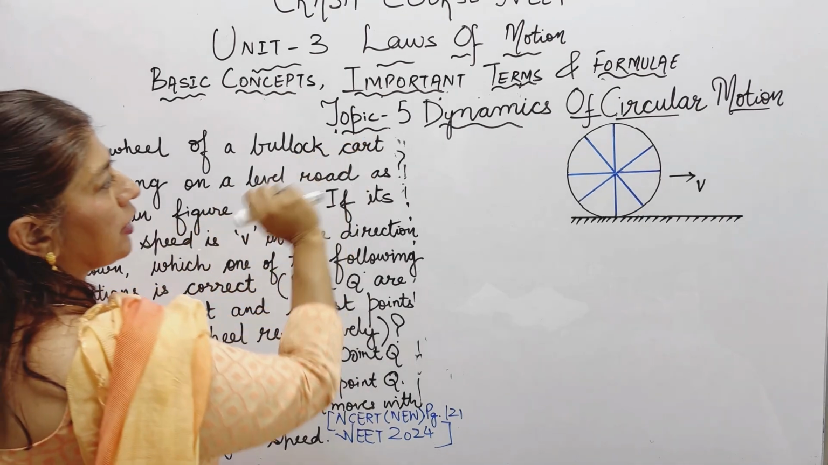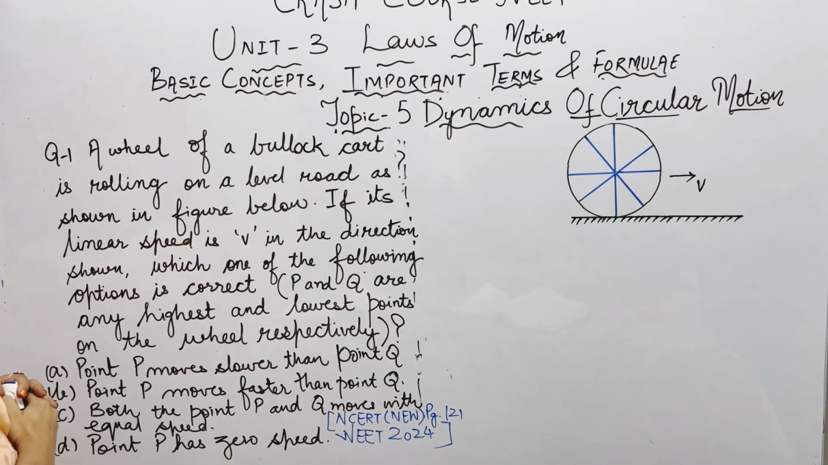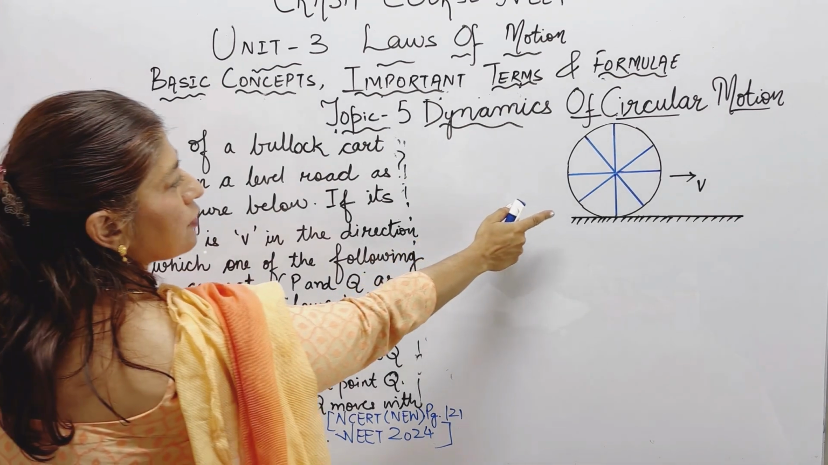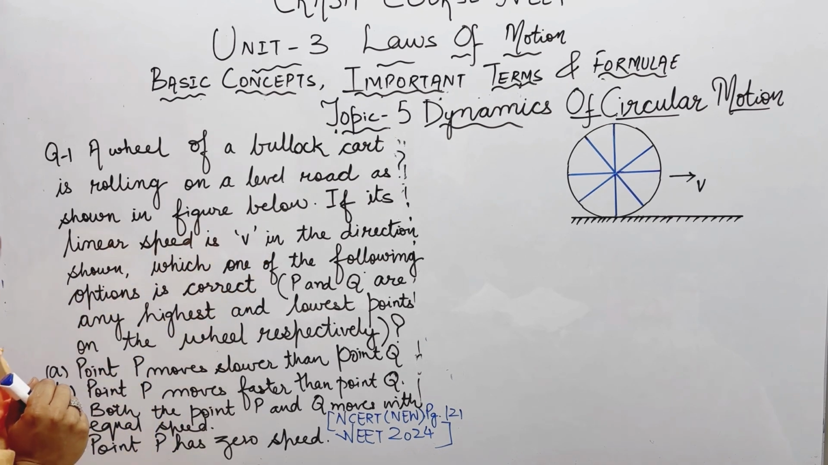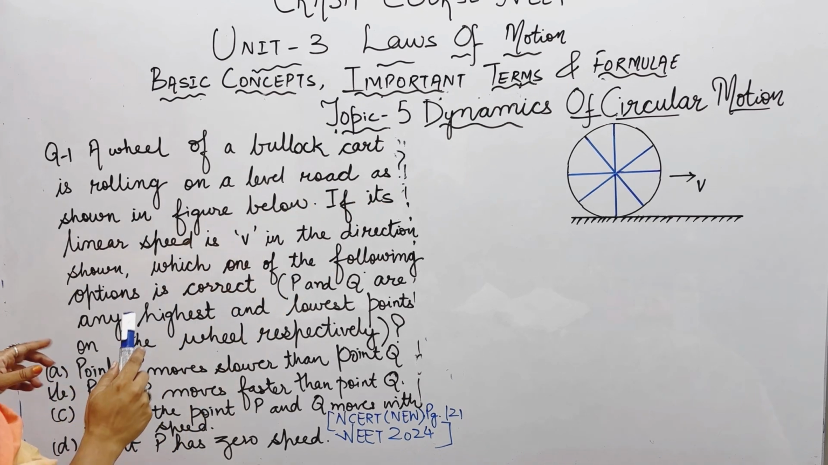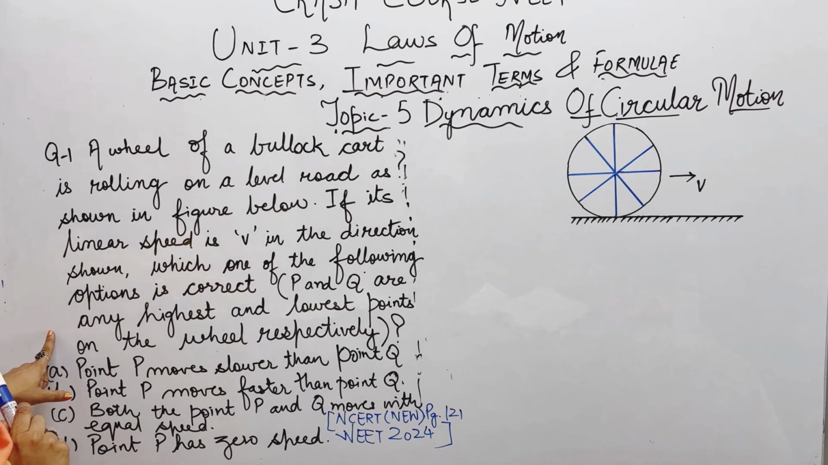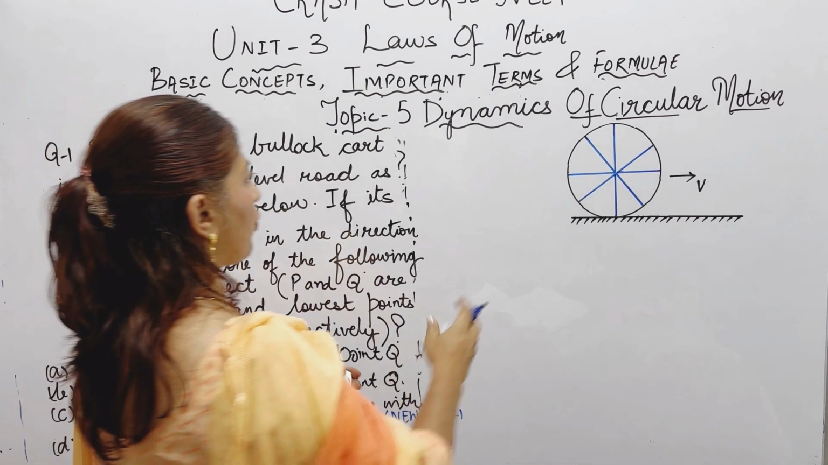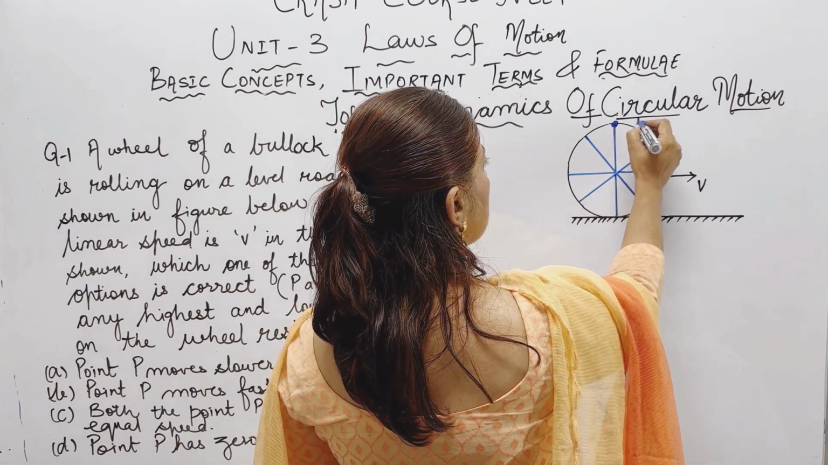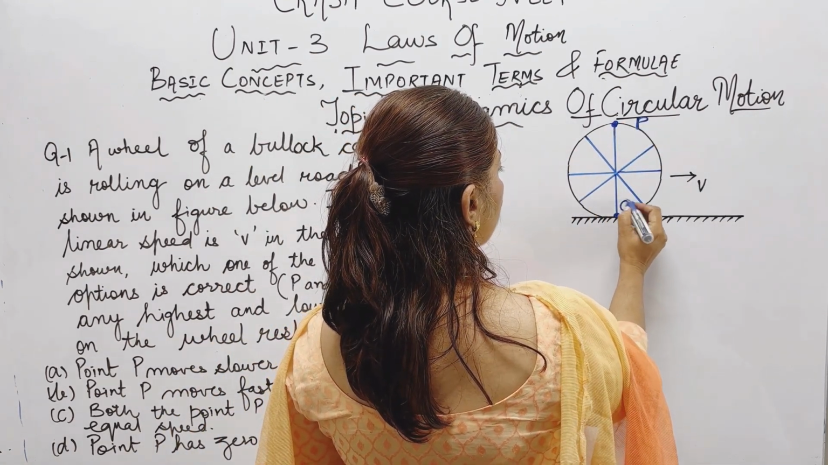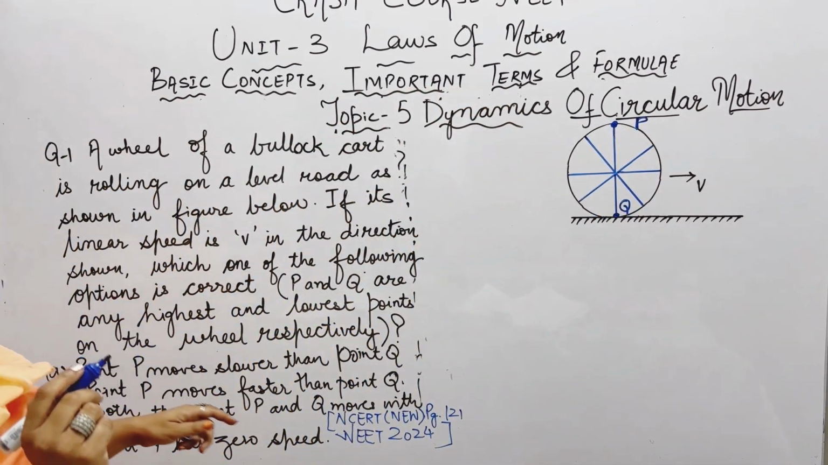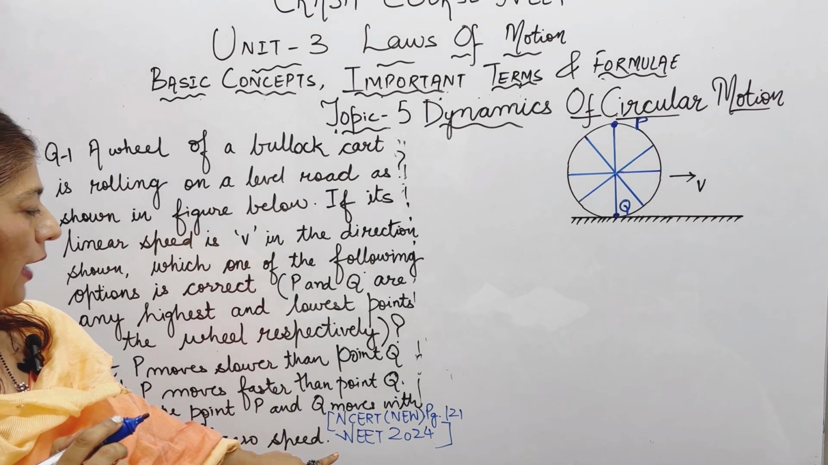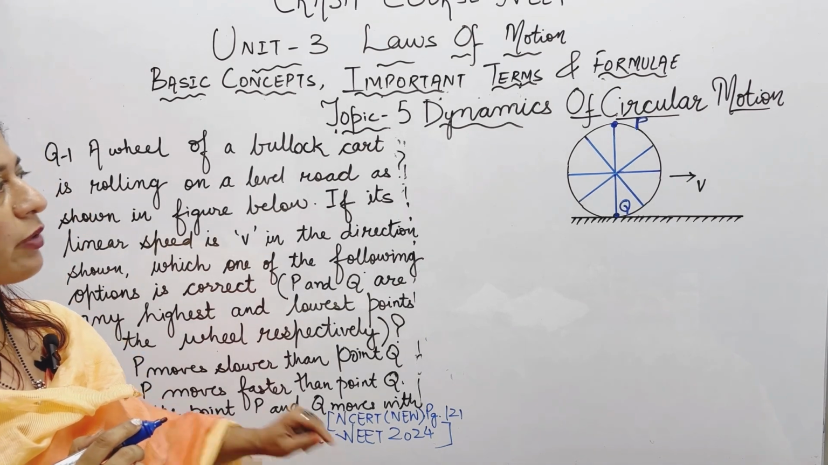Now we are taking the topic of dynamics of circular motion. In that, the first question is: a wheel of a bullock cart is rolling on a level road as shown in the figure below. If its linear speed is v in the direction shown, which one of the following options is correct? P and Q are the highest and lowest points on the wheel. This question is on page number 121 of NCERT, and it came in NEET 2024.